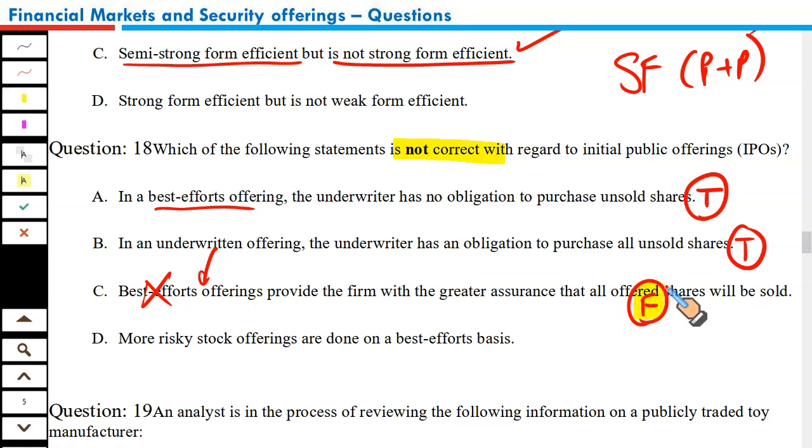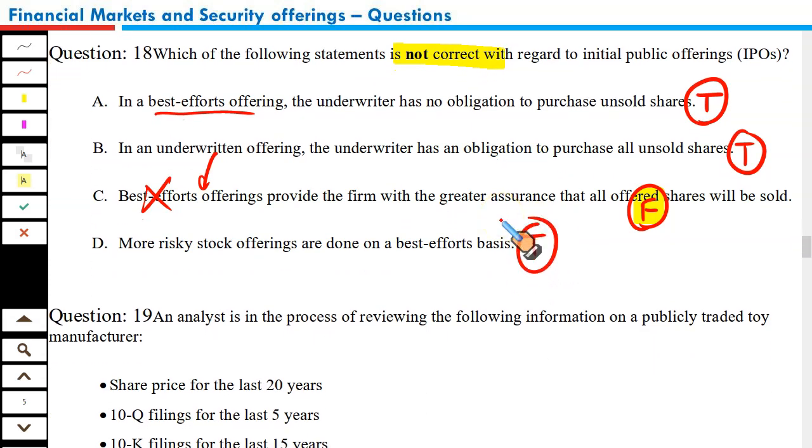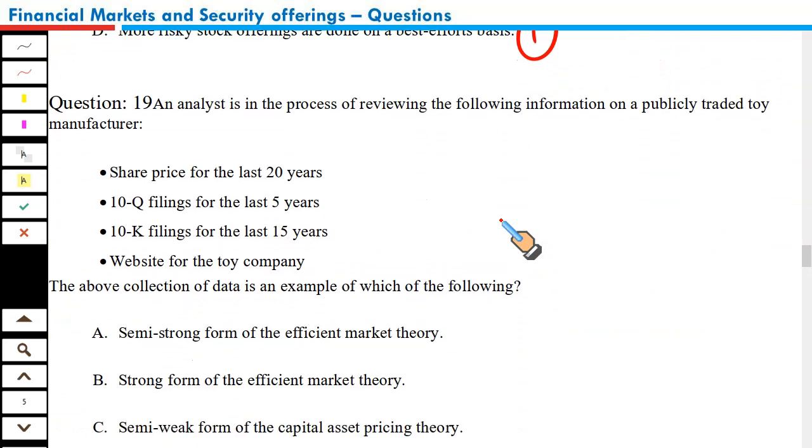Okay, what about D then? More risky stock offerings are done on the best efforts basis. True, because the investment banker is not going to take the risk. He will only make as much effort as he can, otherwise he is not liable to sell these risky shares. This is a good question. Question number 19.